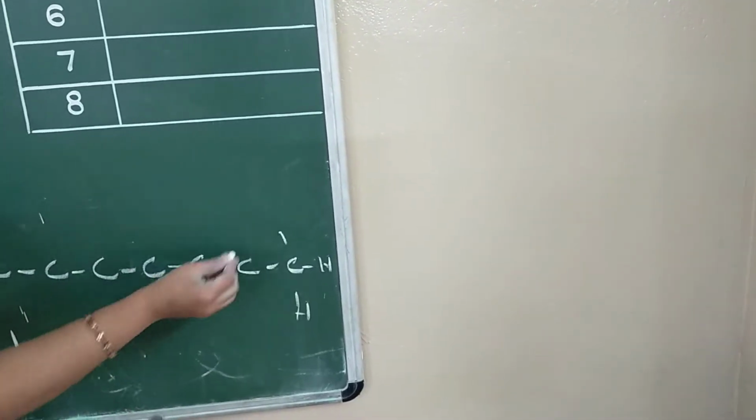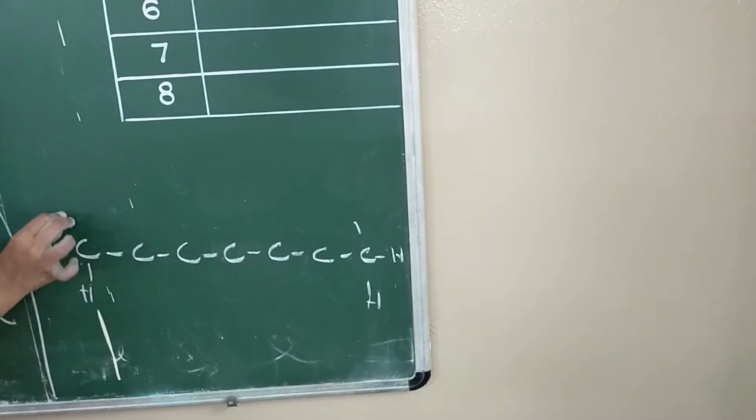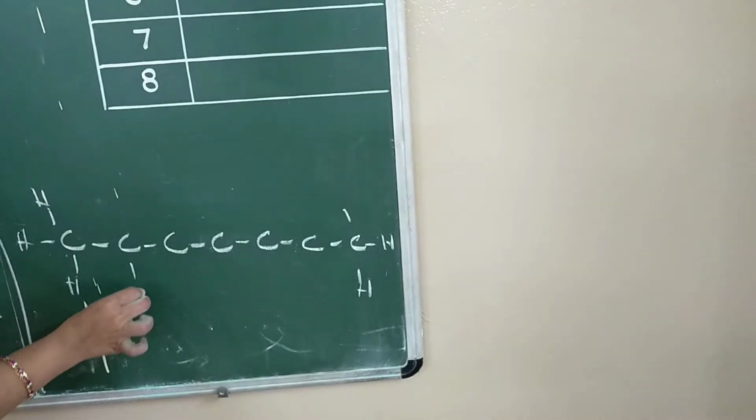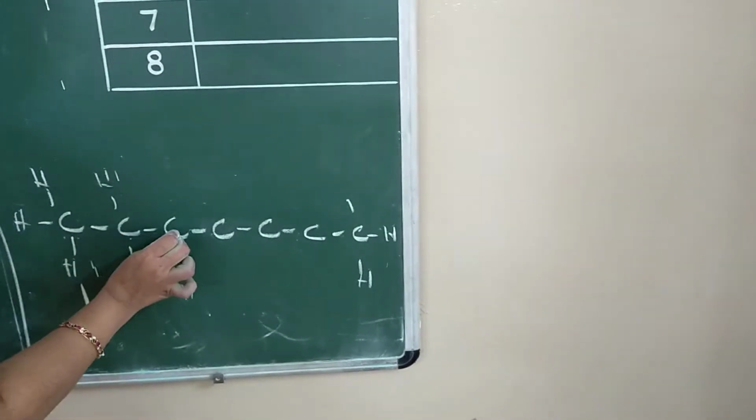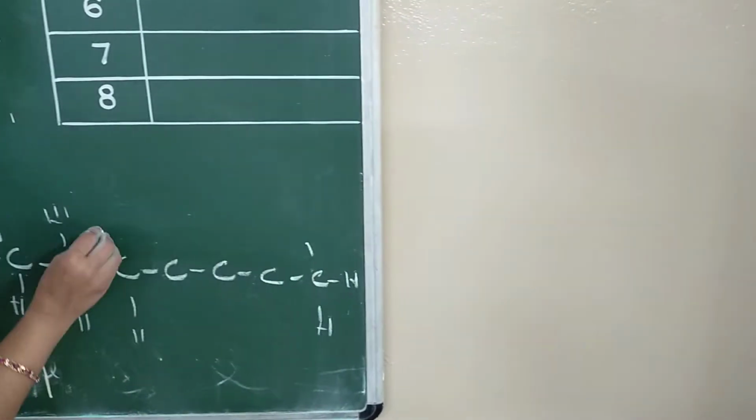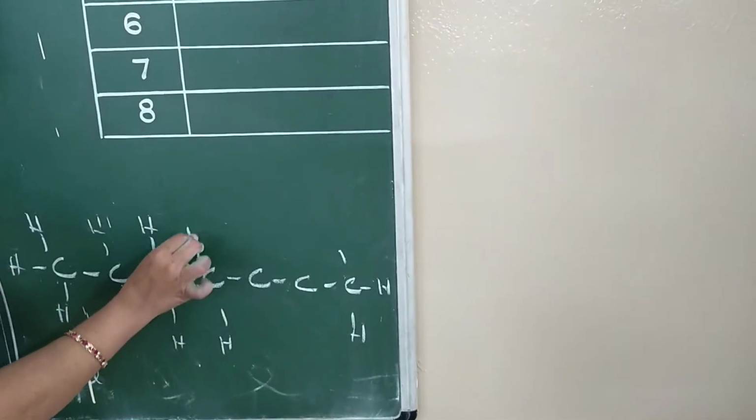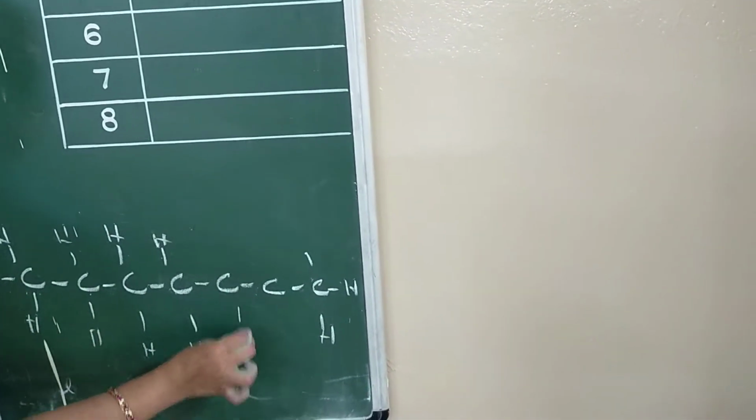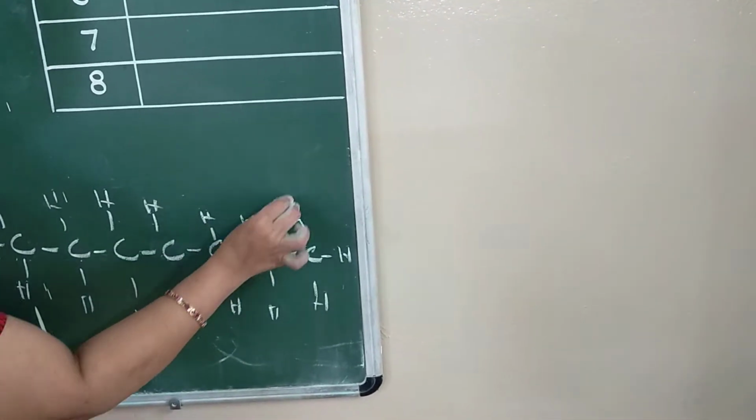What is the name? All the bases hydrogen should be attached. How many carbon atoms are there in a straight line? 1, 2, 3, 4, 5, 6, 7. Seven carbon atoms are there in a straight line. If seven carbon atoms are there in a straight line, what do we name it? We name it as heptane.